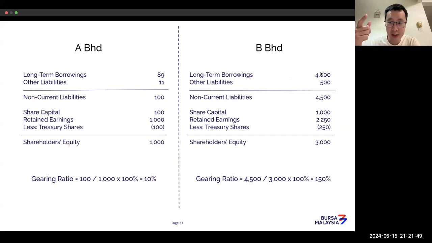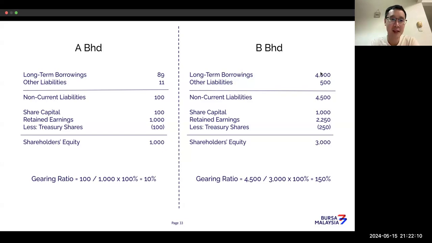Now, the question is this. Sometimes interest rate goes up and sometimes interest rate comes down. Okay, so let's say interest rate goes up. Which of the two companies will be more impacted in terms of profitability? Is it A Berhad or is it B Berhad? Type in the chat box. Which one will kena? Oh, ayo, OPR naik.